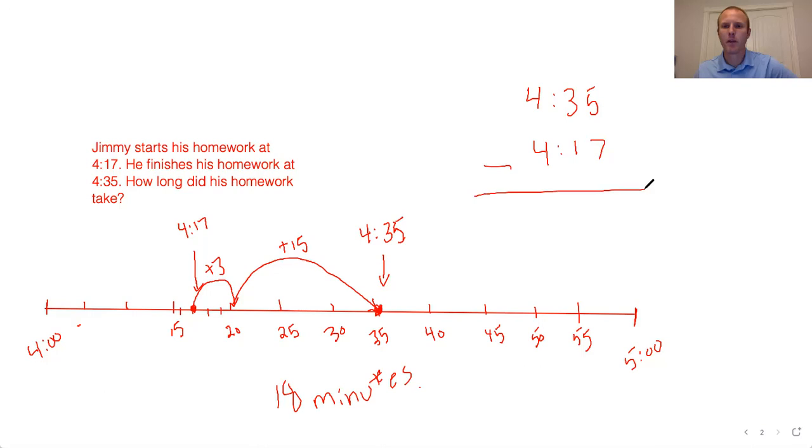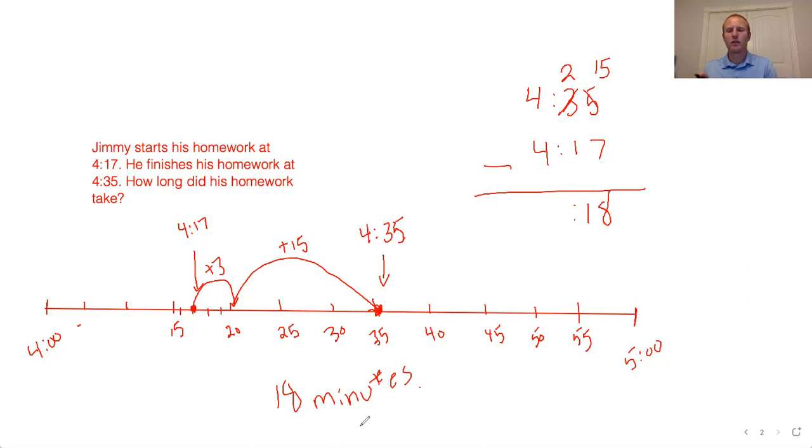417. And I could say, well, if I have 5, I can't take 7 from it. So I need to go over here and take this 30 and turn it into a 20 and a 10 and add the 10 to the 5. So I have 15 minus 7 is 8. I have 20 minus 10 is 10. And then 4 hours minus 4 hours is 0 hours. So I have 18 minutes, just like I showed down here. And that's how you'd solve that sort of problem using subtraction.